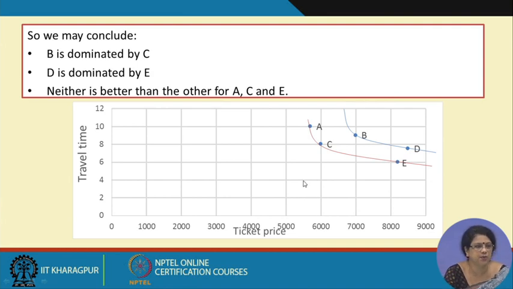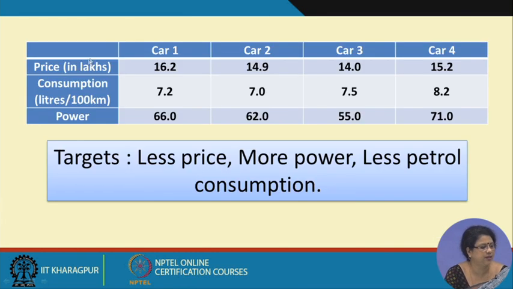Okay? That is why in the dominance structure, A, C and E are all on the same level, and B and D are on the same level. That is why we have summarized the situation this way: B is dominated by C, D is dominated by E, and neither is better than the other for A, C and E. Okay? Let us go to the next situation.